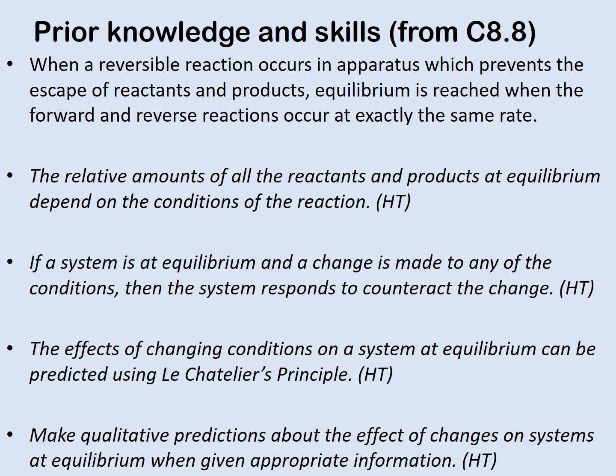Okay, so here's the stuff from C 8.8. We looked at this idea of equilibrium and the fact that it occurred in what's called a closed system when you've got the forward and reverse reactions occurring at the same rate. Then we had a look at this relatively confusing higher tier stuff about changing conditions and the effect that's going to have on the yield of our product.